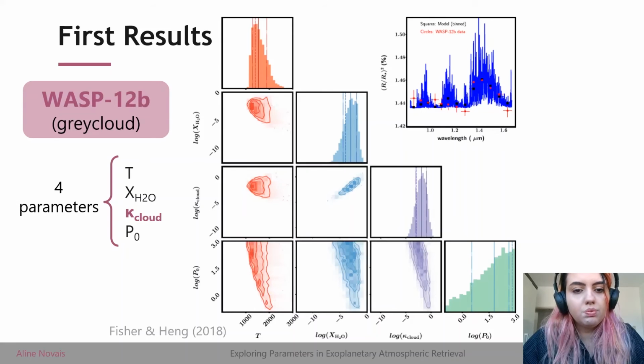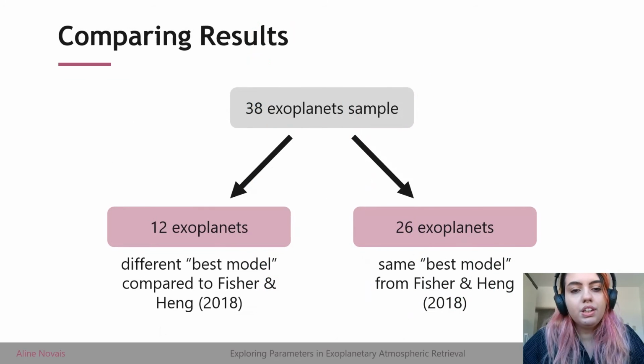So just for comparison, I show you again the results from Fisher and Hang 2018. They used the gray cloud model, which was the best one for them, and they retrieved 4 different parameters, which were the temperature, the water abundance, the reference pressure, and the opacity of the cloud. So comparing these results, we have that from a 38 exoplanet sample, 26 of these exoplanets have the same best model as Fisher and Hang 2018, but 12 of them have a different best model compared to Fisher and Hang 2018.